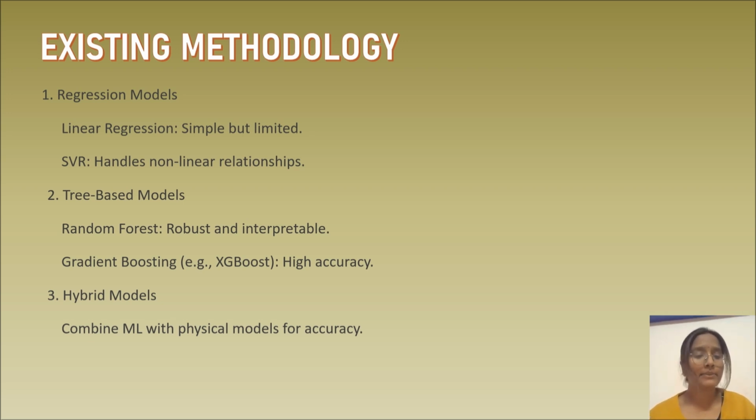The other existing methodology is tree-based models. There are two types of tree-based models: random forest and gradient boosting. We use random forest for robust and interpretable results, and gradient boosting for high accuracy, where we need correct output. Examples are XGBoost. And the third one is hybrid models, which combine ML with physical models for accuracy.